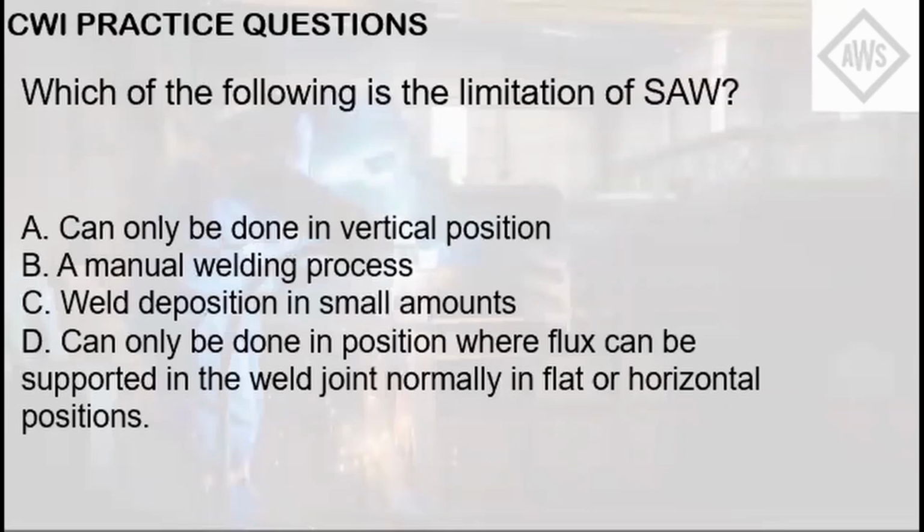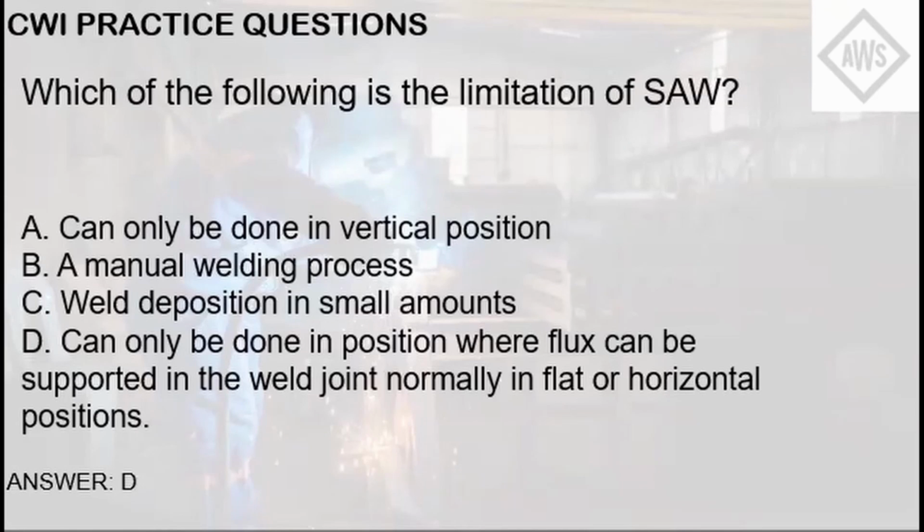As you can understand by now, letter D is the answer because it can only be done in positions where flux can be supported in the weld joint, normally flat or horizontal. So you can just imagine, if the welding machine is put in a vertical position, the flux will fall because it cannot be supported in the weld joint. Because of gravity, it will just keep falling down. A flux is like sand covering the weld.